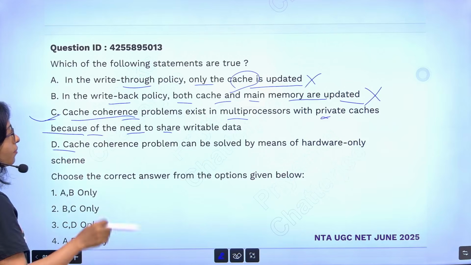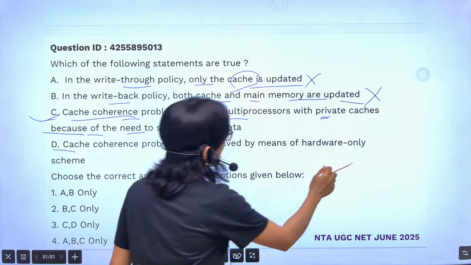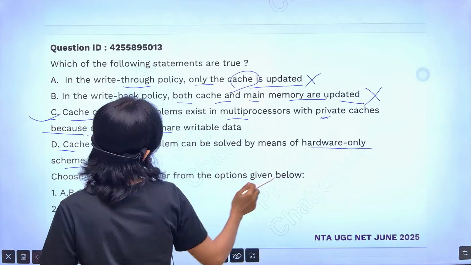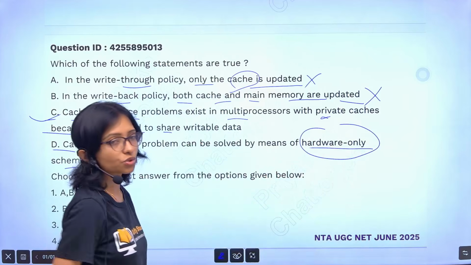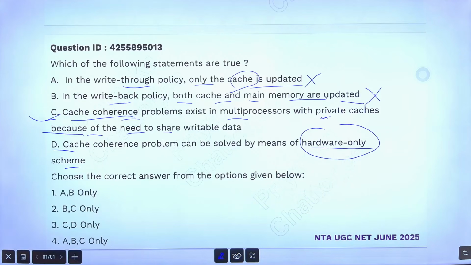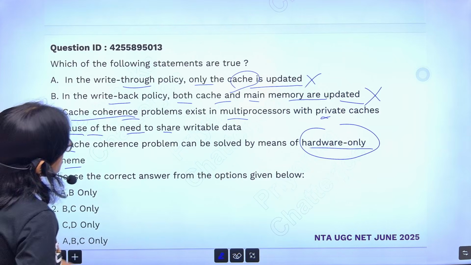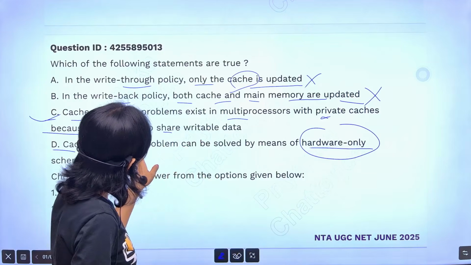Cache coherence problem can be solved by means of hardware only. It is wrong. We learned that software also can solve the problem. It is possible using software also, right? It can be done. It is not only hardware. Yeah, software we had, because yes, here it is given it can be done.